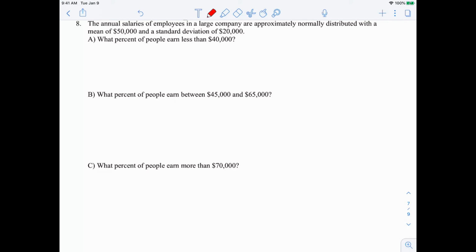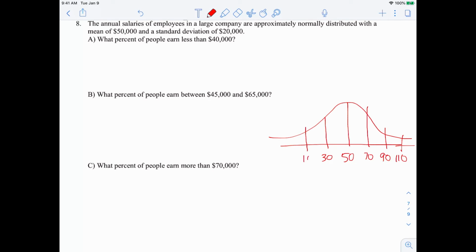Again, I'm going to draw the model. The mean goes in the middle. I'm going to go ahead and call 50,000 just 50, so I'm going to put 50 in the middle. It just makes it easier for me to write. One standard deviation above would be 70,000. 2 would be 90, and 3 would be 110,000. One standard deviation below would be 30,000. 2 would be 10,000, and 3 would be negative 10.